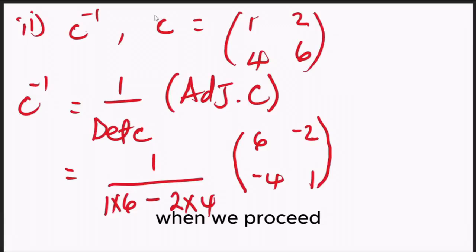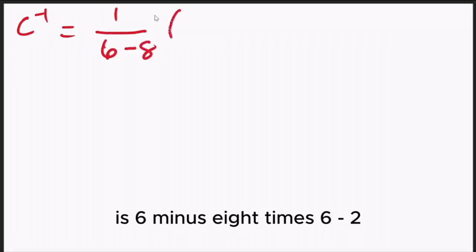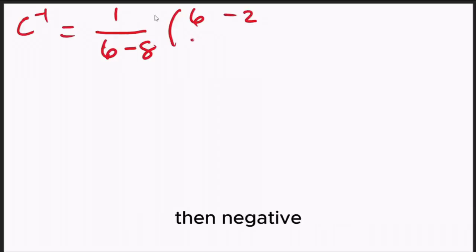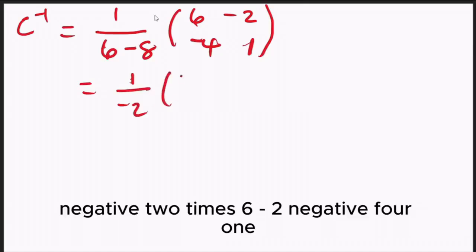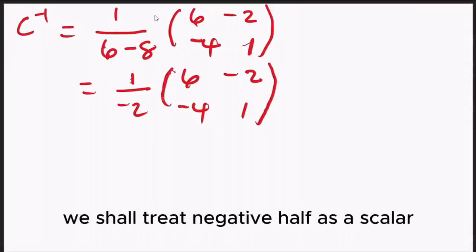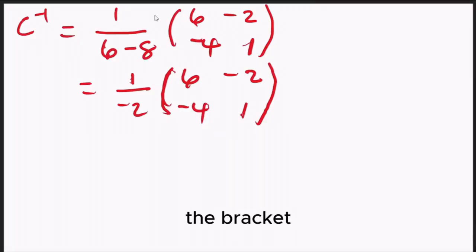When we proceed, we shall have our C inverse the same as 1 out of 1 times 6, which is 6, minus 8, times 6, negative 2, then negative 4, and then 1. So we shall finally have 1 out of negative 2 times 6, negative 2, negative 4, 1. So when you are multiplying, we shall treat negative half as a scalar.